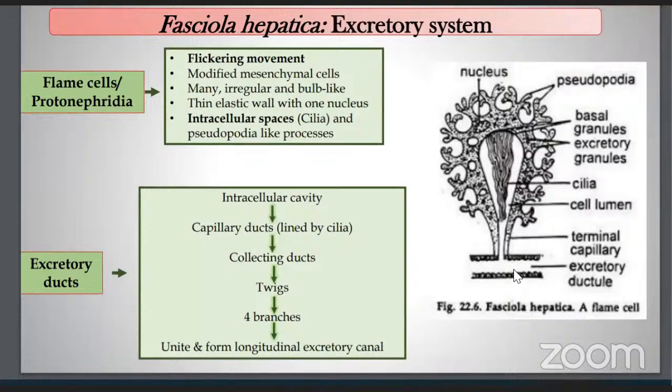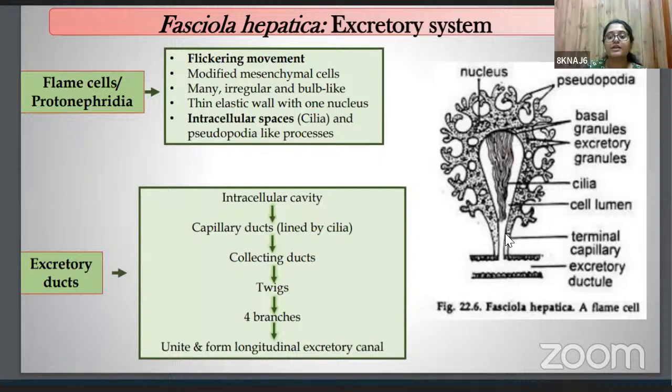You have pseudopodia over here. It is attached to the excretory ductule. Terminal capillary, you have the cell lumen over here, the basal granule, cilia, pseudopodia, and this is the nucleus that is present. So the cilia which are present over here, as you can see, are constantly flickering. If you see a flame, that flame will always be flickering because the air is slightly moving it. That is why these are known as the flame cells.